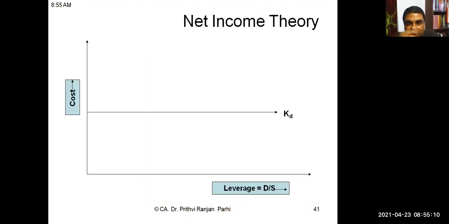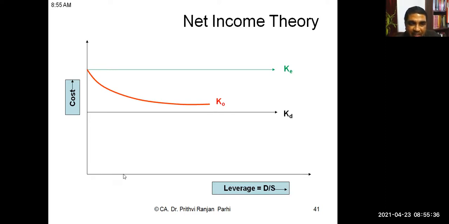Then we had discussed that if cost of debt is constant and cost of equity is constant, and you increase leverage, meaning you increase the proportion of debt in the capital structure, if you increase the ratio of debt to equity, then what will happen? Overall cost will come down. Why? Because I'm increasing leverage. Let us say debt was this much, but I'm increasing more debt. More debt means more cheaper funds. I'm substituting a costlier source with a cheaper source, so my overall cost will come down.